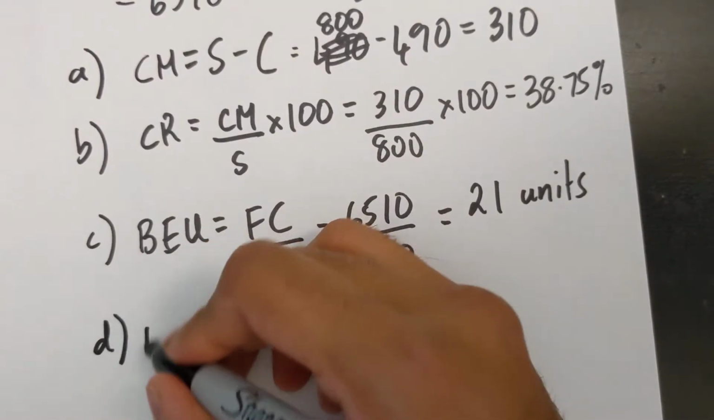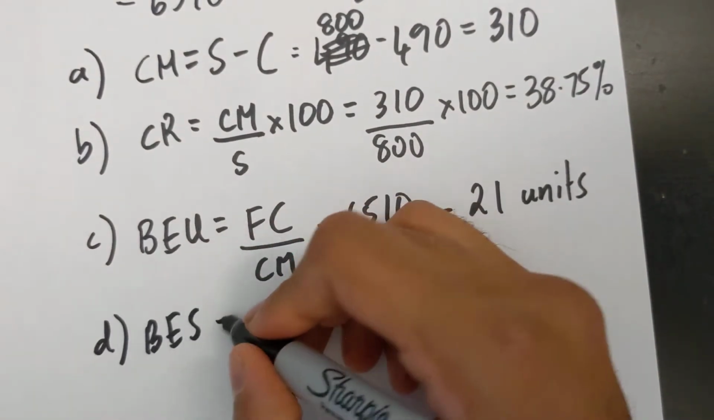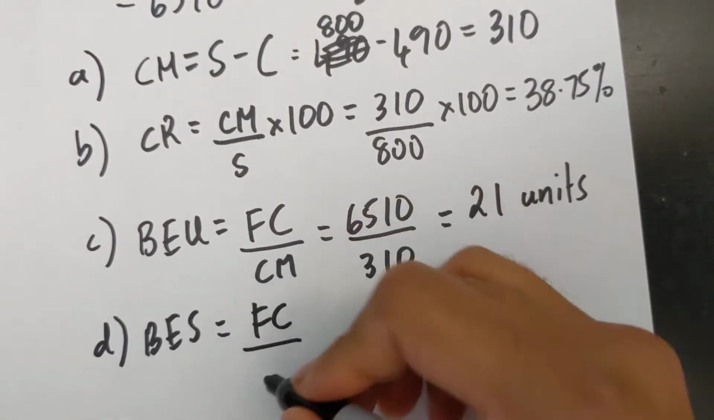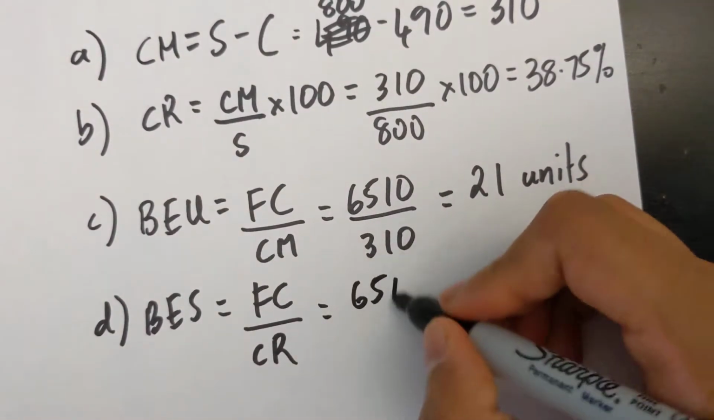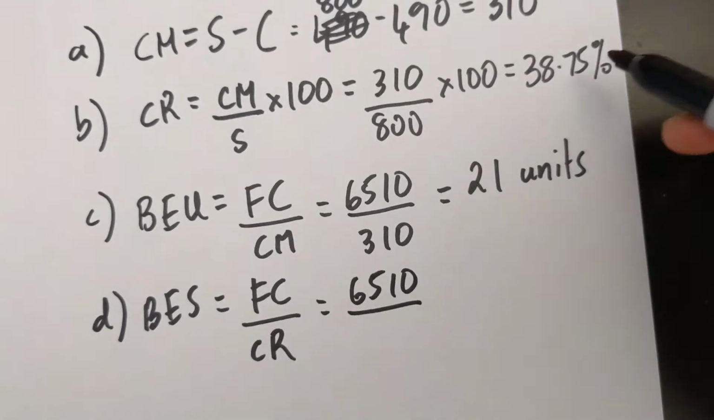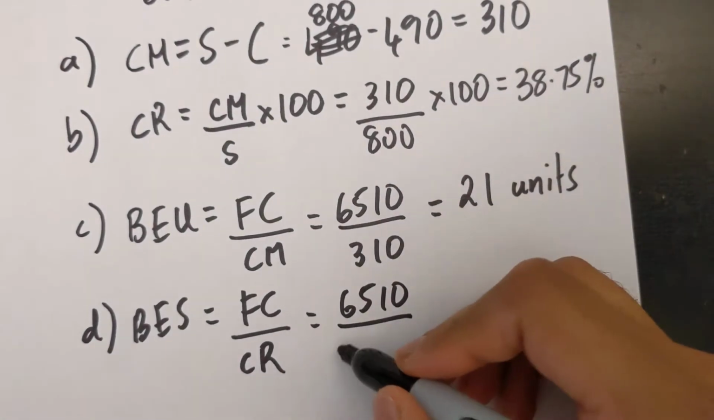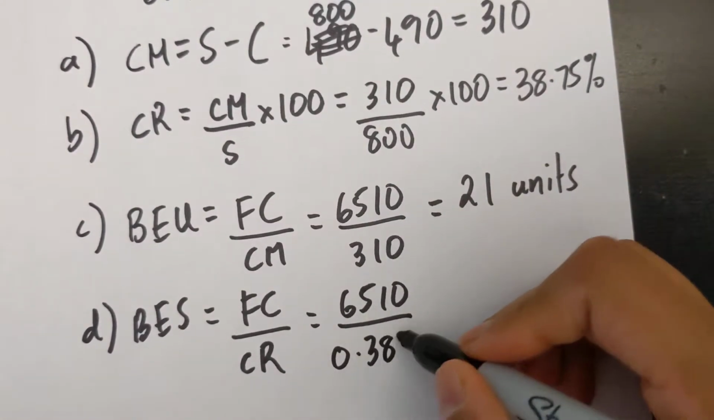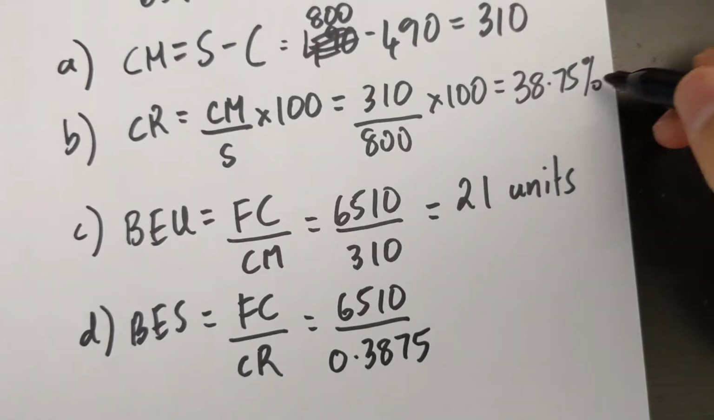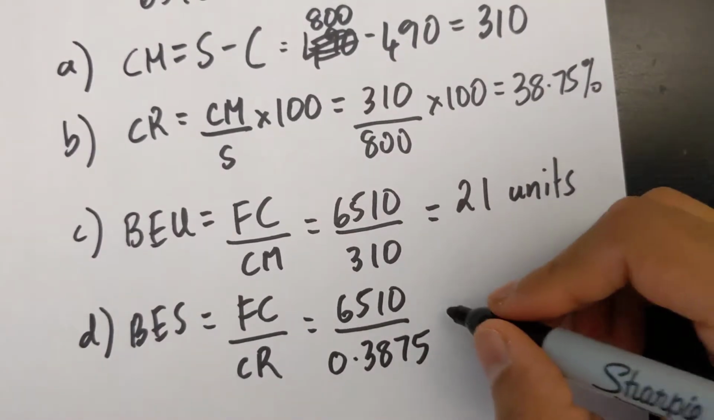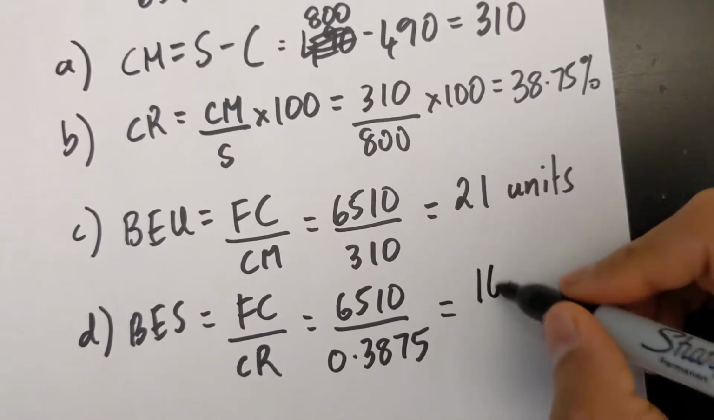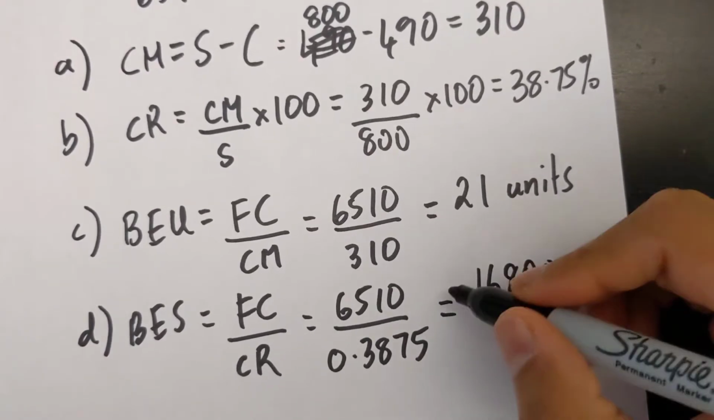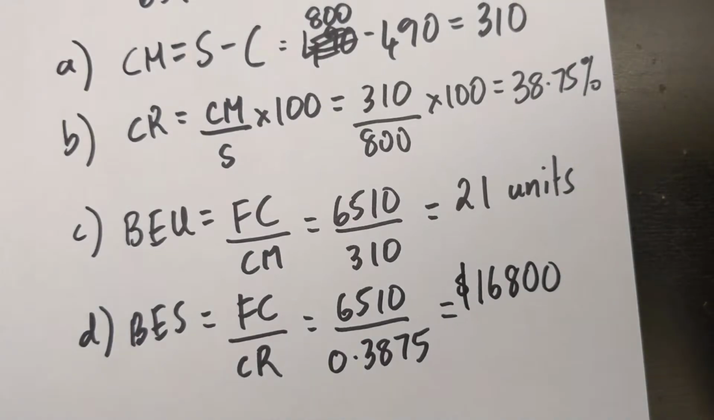And then D part, find the break-even sales. Break-even sales is just fixed cost over contribution rate. So fixed cost is 6,510. My contribution rate, which I found over here, I have to write it always as a decimal. So make sure you divide that percentage by 100 before putting it in this equation. If I do this calculation, I get my break-even sales to be $16,800.